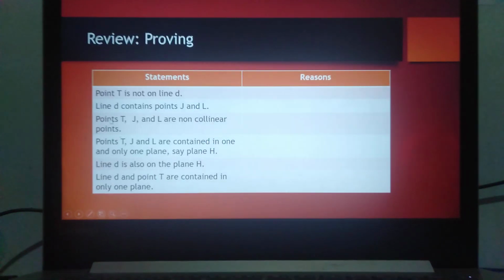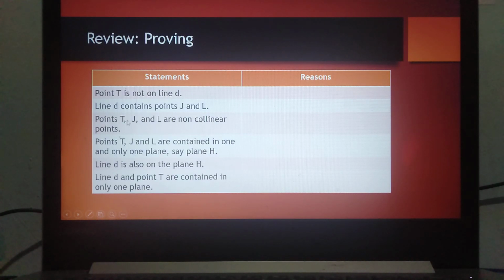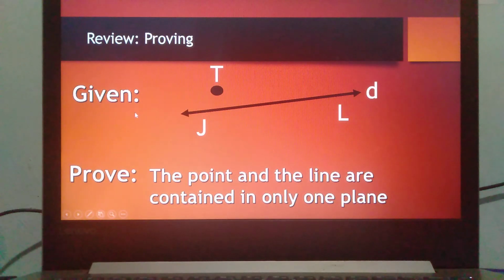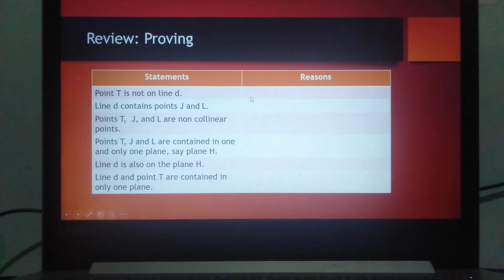So again, points J and L. What is the best reason to prove that J and L lie in line D? In terms of the definition of a line, we can say that 2 points form a line. So here, instead of saying postulate number 1, we can use its statement or the definition of that postulate. Yun na lang mismo.